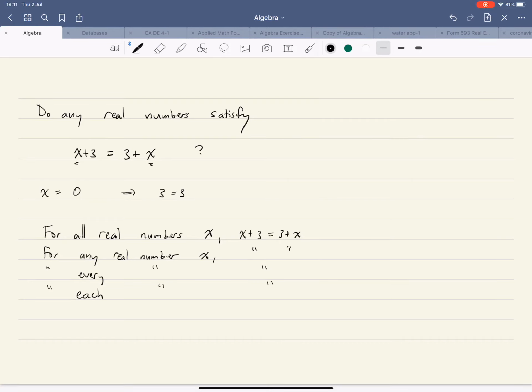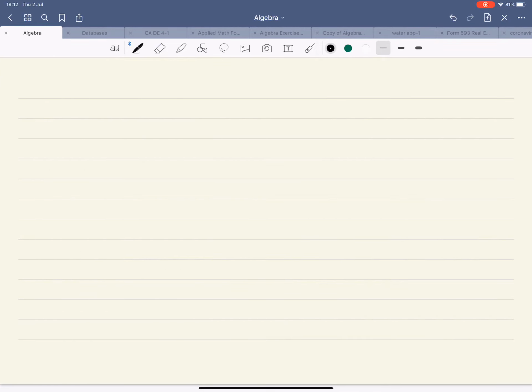We also could have said if x is a real number, then x plus 3 equals 3 plus x, right? All of these statements here are getting at the same idea, which is that any real number that we plug in for x to the equation x plus 3 equals 3 plus x is going to give us a true statement. Okay, let's take a look at another example.